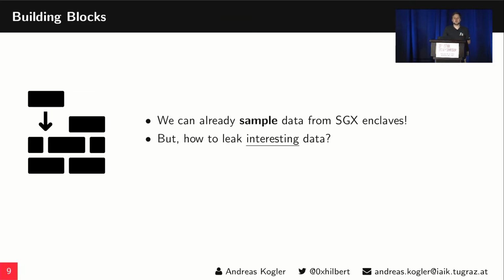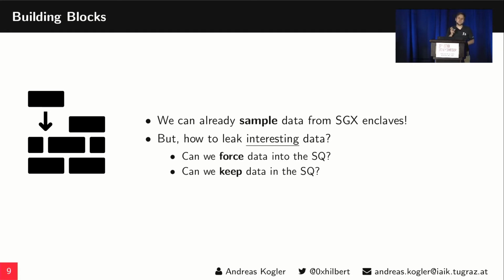So now we have a few building blocks. We can already sample data that passes over the superqueue when targeting SGX enclaves. Since we can simply read the APIC range, and as we've seen, we got strings back, we can get different data back too. But how can we target interesting data? How can we force data into the superqueue? And how can we keep interesting data long enough in the superqueue that we can actually leak it?